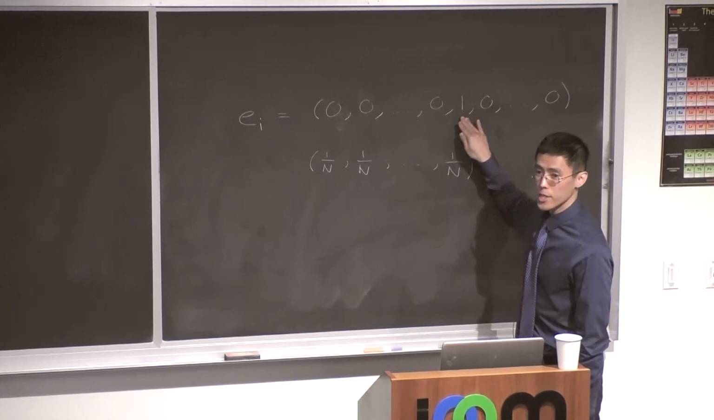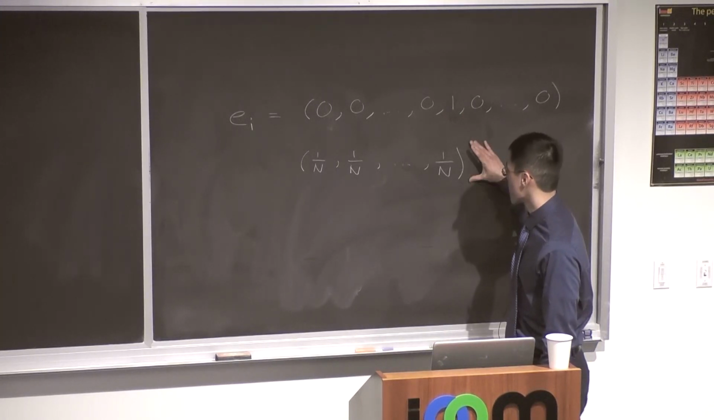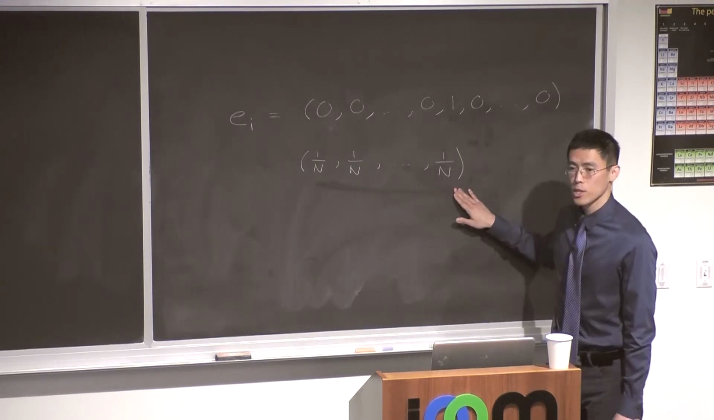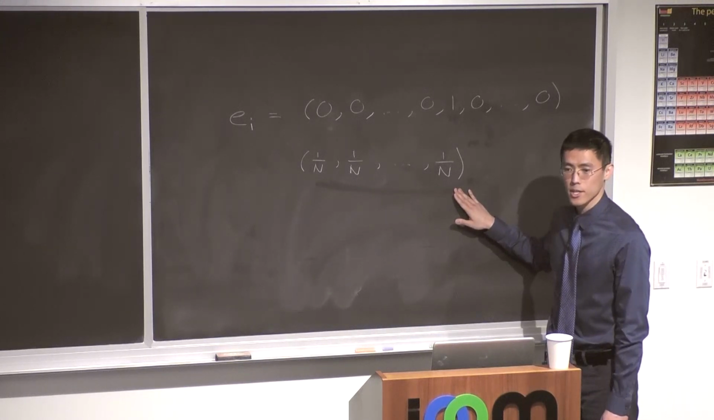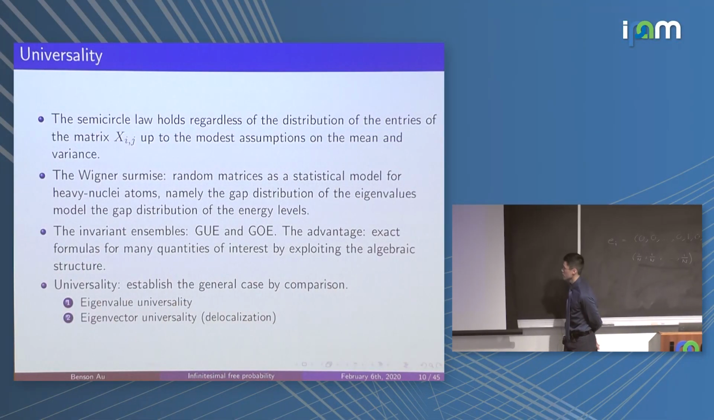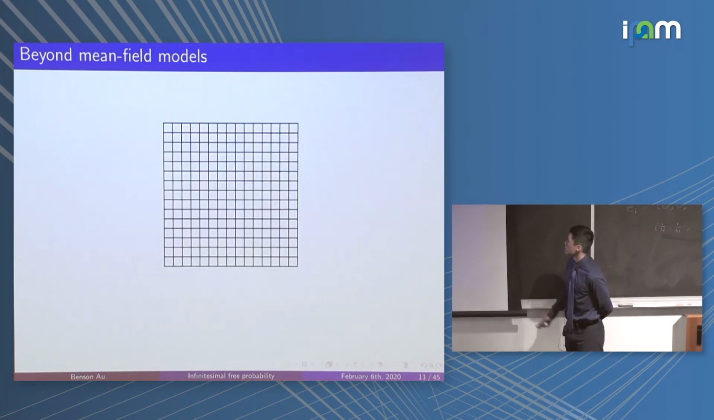The other case is delocalization. I'm taking this vector to be the characteristic delocalization vector. In some sense, this is the most even you could possibly have it. Every coordinate has the exact same mass. And what they've proven is that eigenvector universality holds. Typically, your eigenvectors are delocalized. And there's actually a way to quantify this by asking how far it deviates from what you expect an eigenvector to be delocalized by.